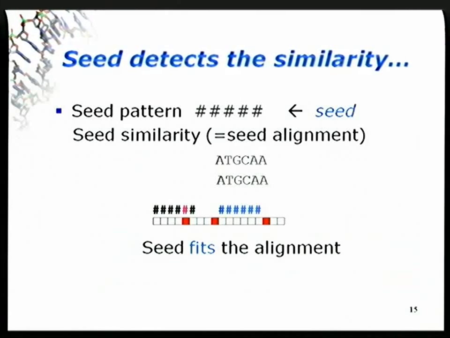Let me give some more examples showing what it means that the seed detects the similarity. The seed will be represented with sharps, and the similarity will be represented here with a segment of white and red cells. A white cell represents a match and a red cell represents a mismatch. Here we see that the seed matches the similarity in the positions which are shown in blue.